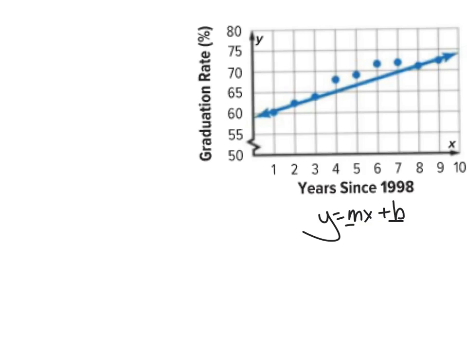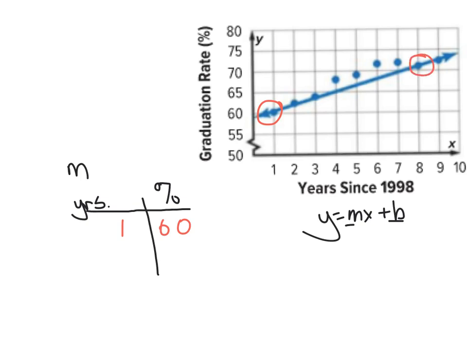Okay, so I'm first going to find my slope. So I'm going to pick 2 points. X is years since 1998, and Y is my graduation rate percent. So I must pick 2 points that my line goes through. So I'm going to pick 1, 60, and I'm going to pick 8, 71.